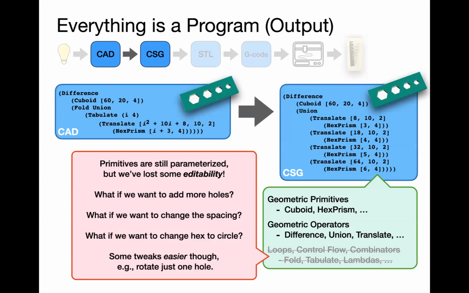As we're getting rid of these abstractions, we're getting closer to something we can manufacture, but we have lost something in the process, right? So while the primitives, like the size of the cube or the details of the translate, those parameters are still easy to tweak, if we wanted to do something like add more holes or change the hole spacing, or change the shape of the holes, that's going to be a lot harder. So we're losing something as we go. Some tweaks are easier though, right? If I just wanted to do a special case on one hole, well, that's easy to reach in and just do it at that one part of the program.